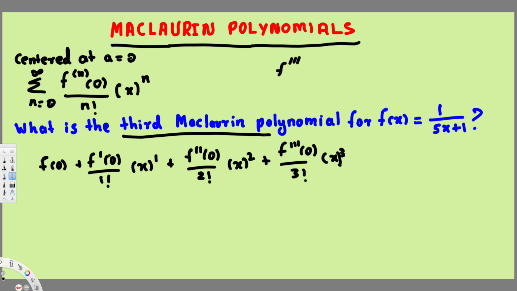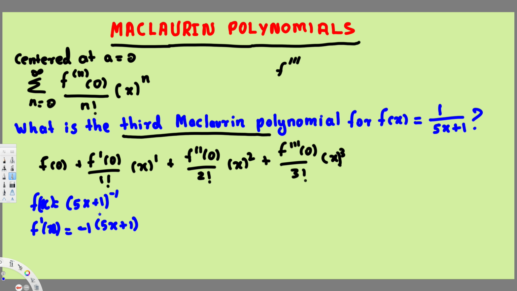Now we have to find the derivatives. So first of all, f of x is going to be this one. F of x is equal to 1 over 5x plus 1. So let's write this one right here. You can also write this one as 5x plus 1 power minus 1, right? Same thing. Now we have to find 3 derivatives of this. So let's start with the first derivative. If I take the first derivative, the minus 1 is going to come to the front. So this is going to be minus 1 times 5x plus 1.